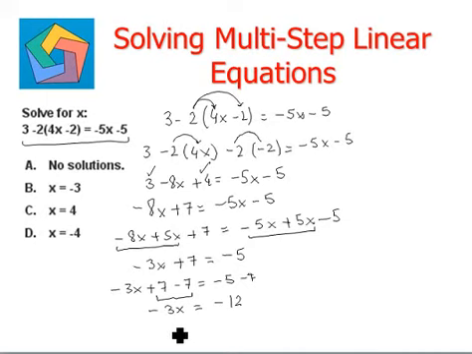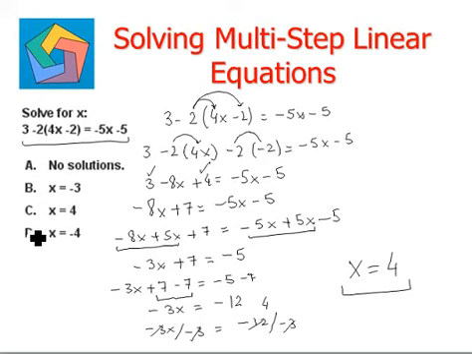Now we have to make the coefficient of x as 1 to find out the value of x. For that we will be dividing both sides by negative 3, equals negative 12 divided by negative 3. This becomes 1. Negative 12 divided by negative 3 is 4. So we're left with x equals 4 as the final answer, which can be seen in option C.